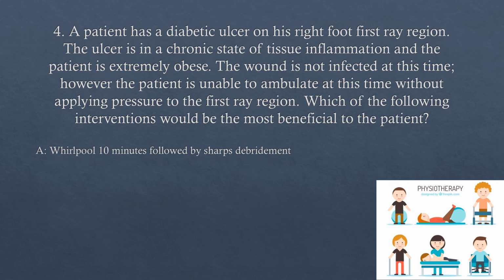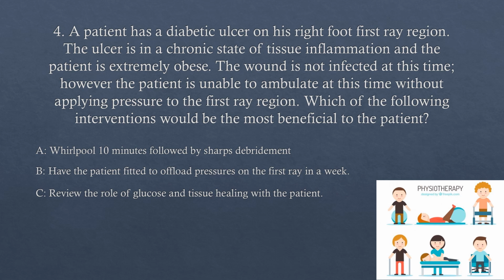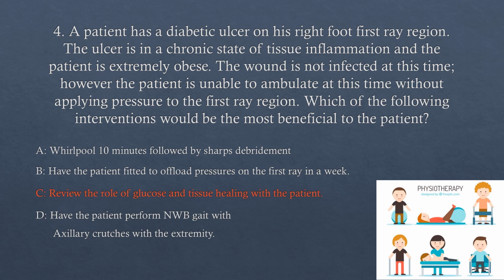A. Whirlpool 10 minutes followed by a sharp debridement. B. Have the patient fitted to offload pressures on the first ray in a week. C. Review the role of glucose and tissue healing with the patient. Or D. Have the patient perform non-weight bearing gait with auxiliary crutches with the extremity. And the answer is letter C. Review the role of glucose and tissue healing with the patient. Let's go to the next question.